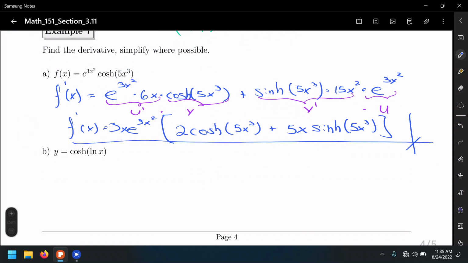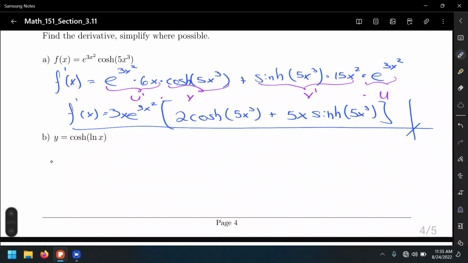Letter B, cosh of ln x, another composite function. Any ideas on which differentiation rules might be used? Well, here, chain rule, what else? The derivative of ln, and what else? One more? Cosh. All right? So 3 rules in the same one.